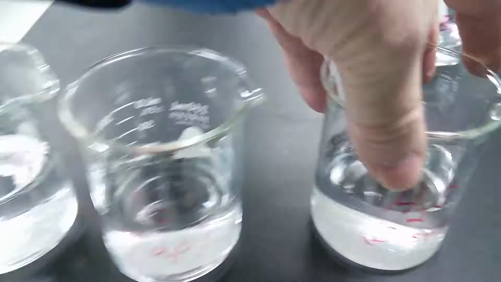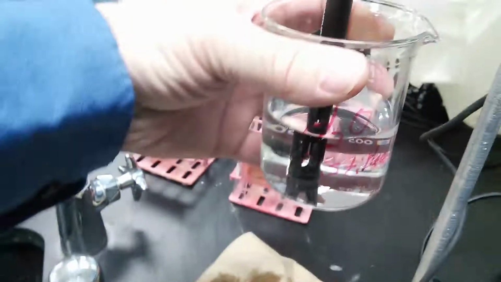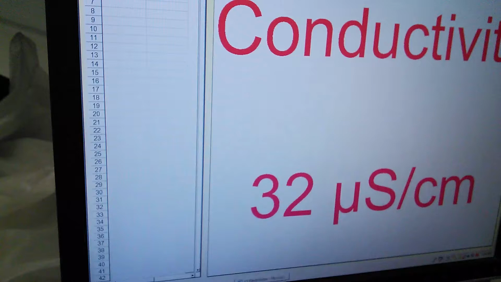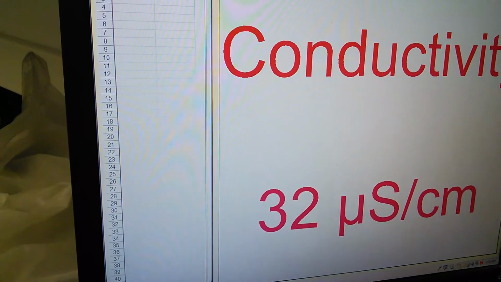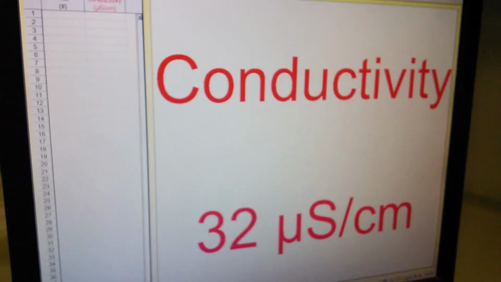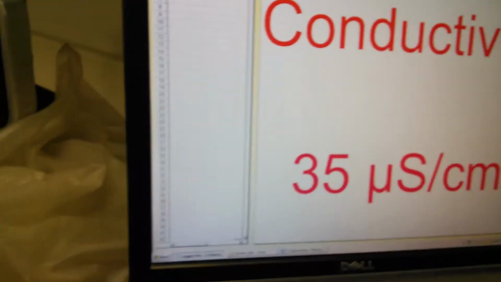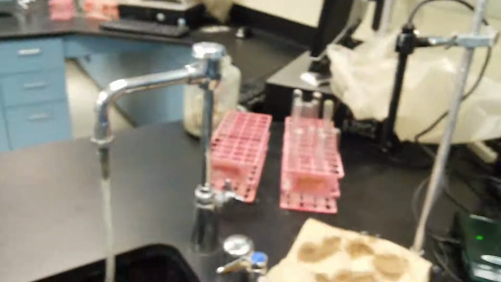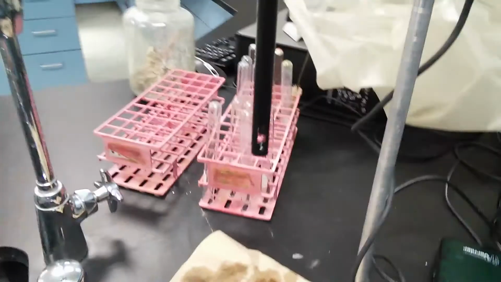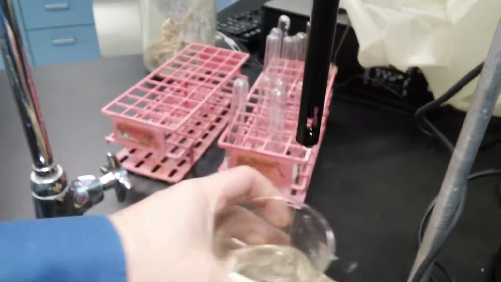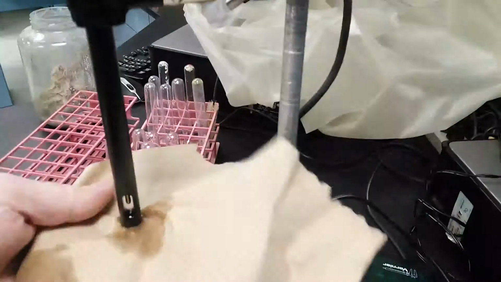Moving along, here we have distilled water. Let's see what that does. Put it on there. And, well, that's awfully low, isn't it? Clean it with itself, strangely enough, distilled water, just for consistency.